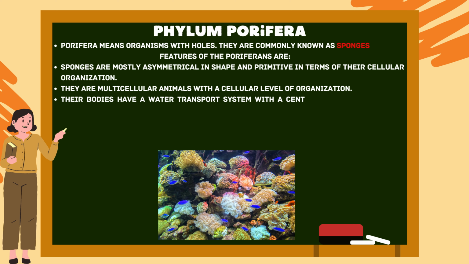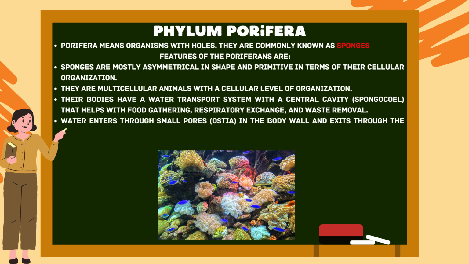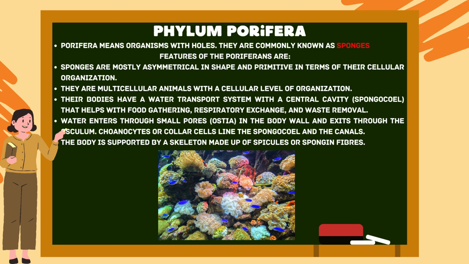Their bodies have a water transport system with a central cavity that helps with food gathering, respiratory exchange, and waste removal. The water enters through small pores in the body wall and exits through the osculum. Choanocytes or collar cells line the spongocoel and the canals. The body is supported by a skeleton made of spicules or spongin fiber.